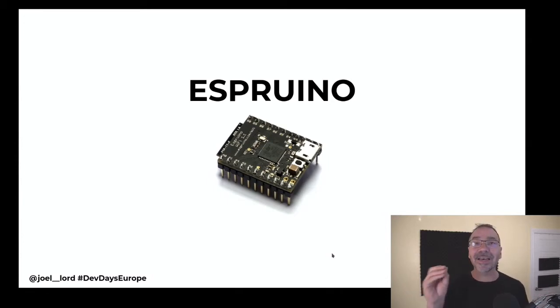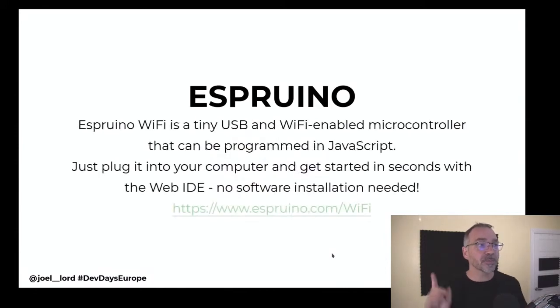And it has a Wi-Fi chip directly on it. It is based off the ESP8266, if I can recall correctly, and it's just a Wi-Fi chip. So out of the box, you can use that and connect to the Wi-Fi. Another nice thing about it is that you can program it using JavaScript, or a language very similar to JavaScript. So Espruino Wi-Fi is a tiny USB and Wi-Fi enabled microcontroller that can be programmed in JavaScript.